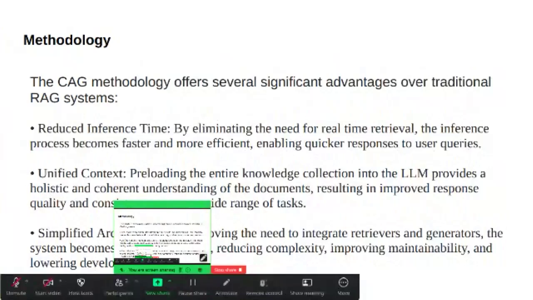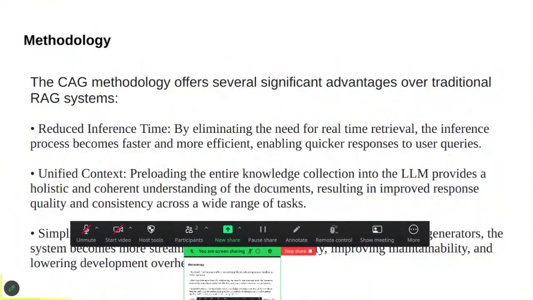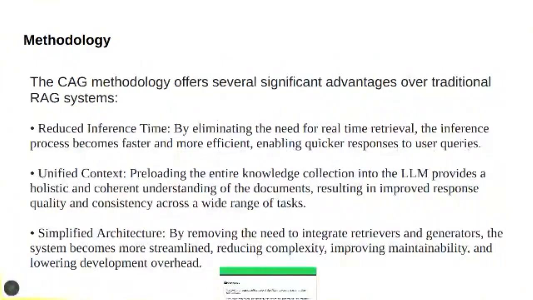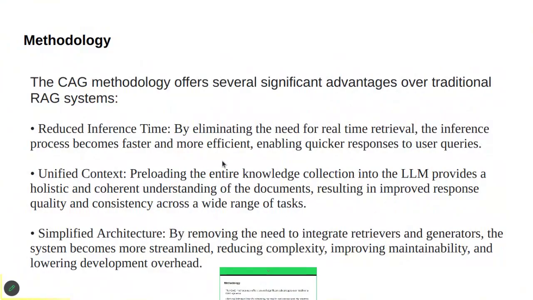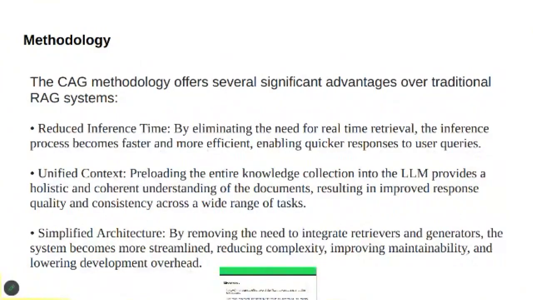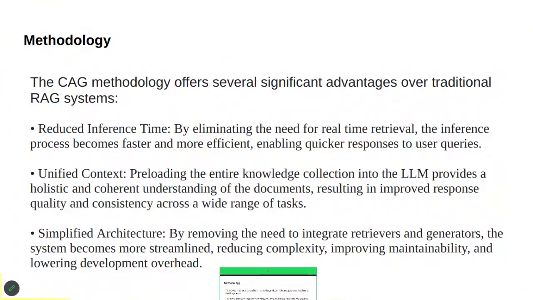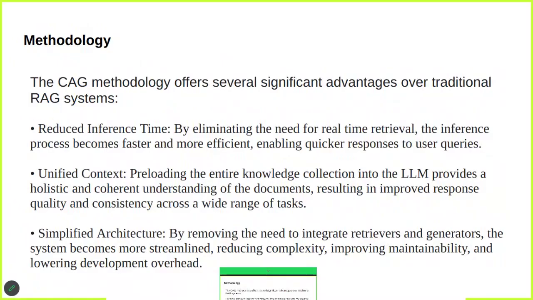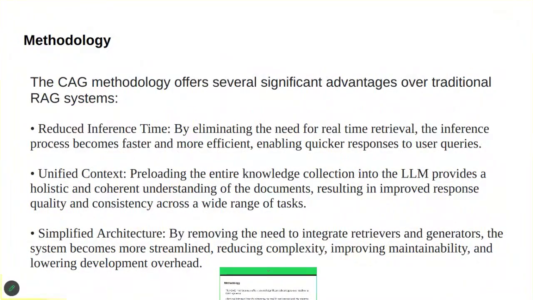So we continue the methodology. The Cache-Augmented Generation methodology offers several significant advantages over the RAG system, because the retrieval system has that additional functionality of retrieving, which is not exactly outdated, but just not as efficient as the new system, the CAG system. With the RAG system, there were shortcomings, and these were solved with Cache-Augmented Generation.